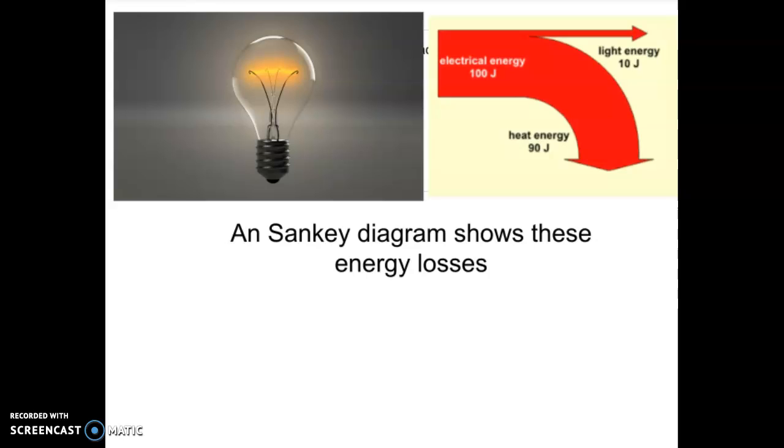So what we do in order to assess how much useful energy we're getting, we look at the efficiency. Now this is a Sankey diagram. We'll be learning about these in topic 8, but they allow us to visualize the energy in and then consider how much useful energy is coming out. Here we can see that a light bulb has 100 joules of electrical energy coming in and only 10 joules of light energy coming out. The other 90 joules are wasted. Well, they're not wasted, they're just being transferred into a less useful type of energy, heat energy.